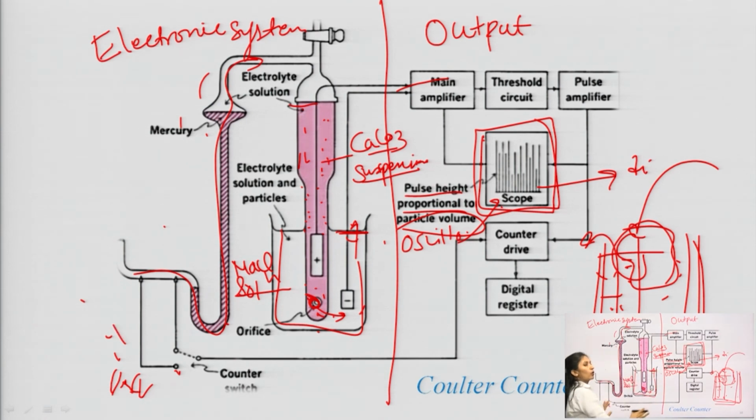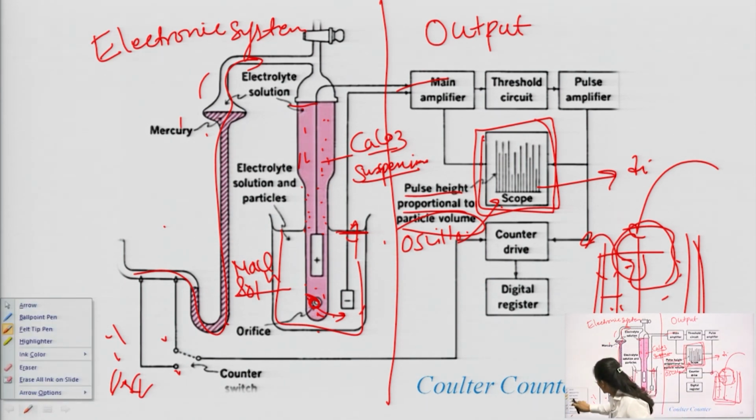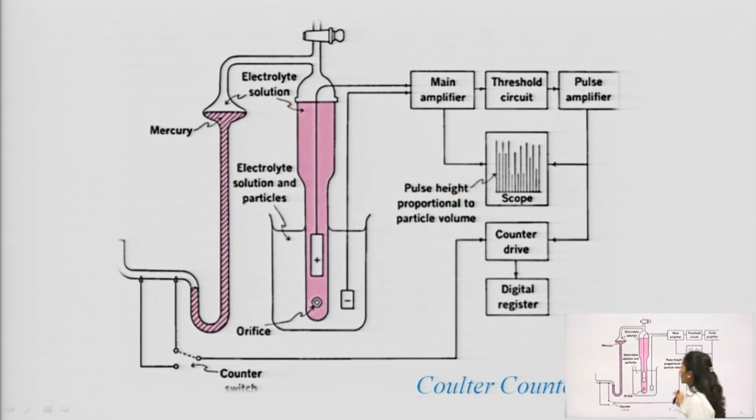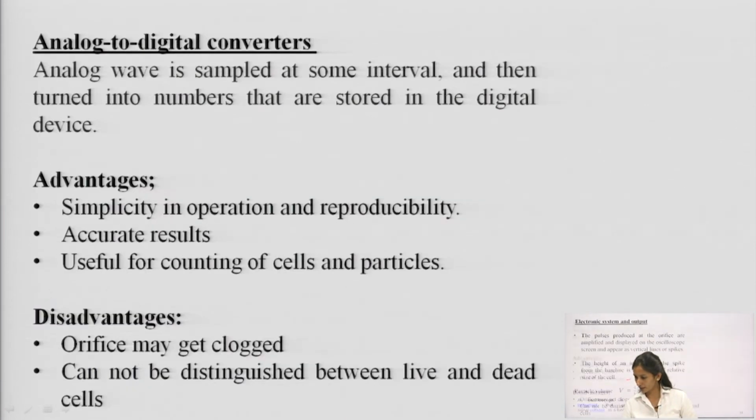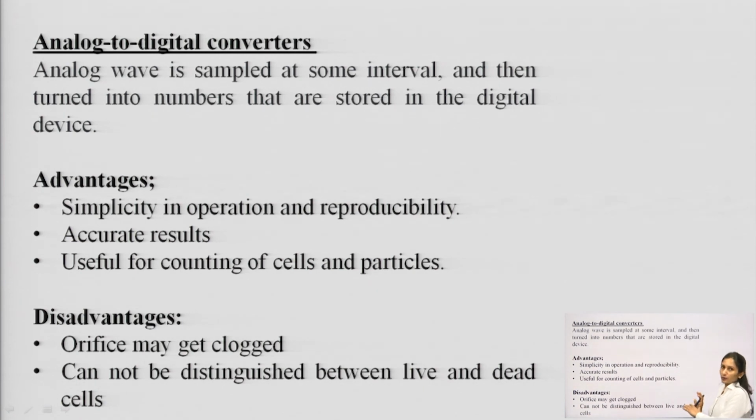So, this is the whole assembly of the Coulter counter. But the mandatory requirement for the Coulter counter is this: the vehicle which is used for the dispersion, to prepare the dispersion of the particle, should be a good conductor of electricity. So, in this way we can determine the powder particle size.